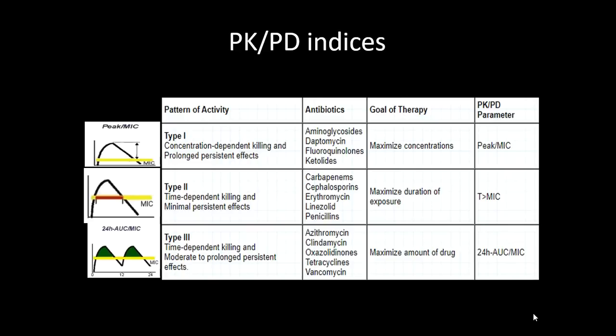The concentration-dependent killing that happens in the type 1 pattern of activity has persisting long-term effects. Even after the discontinuation of the drug, you will have continuing effect of that particular drug. And another type is type 3, where it has both of them, where the killing happens on a time-dependent basis, and at the same time the effect will persist on the organisms even after the brief discontinuation of the drug.